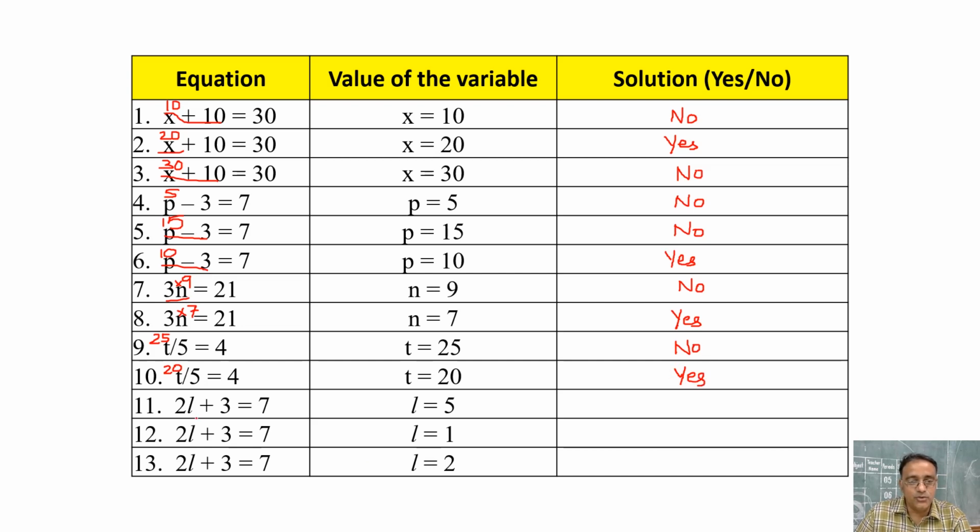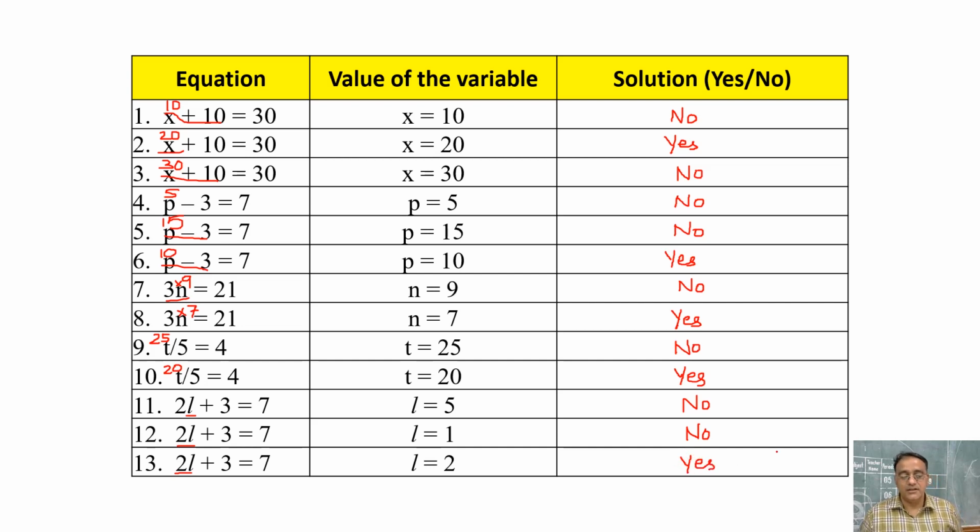Right. 2 into 5 plus 3: 2 into 5 is 10, plus 3 is 13, which is not equal to 7. So the answer is no. 2 into 1 is 2, plus 3 is 5, which is again not equal to 7. So the answer is no. 2 into 2 is 4, plus 3 is 7, which is equal to the RHS, that is 7. So the answer is yes.